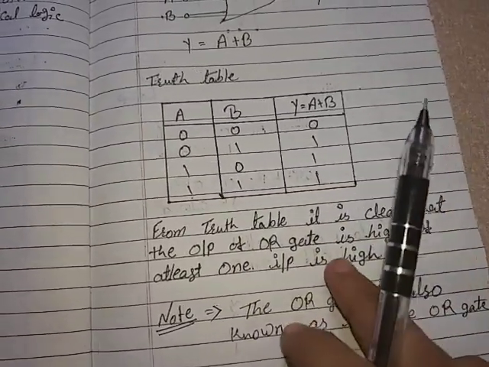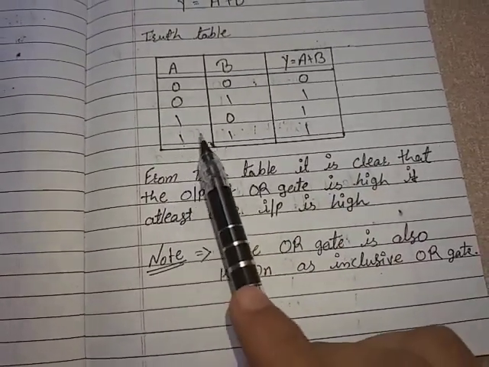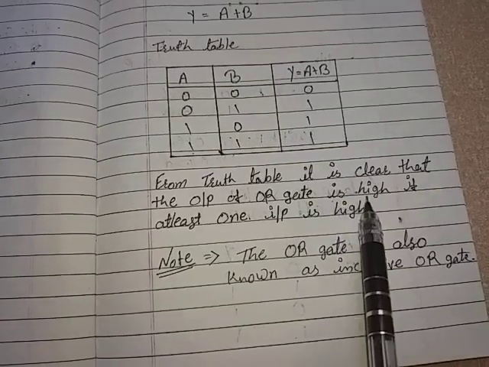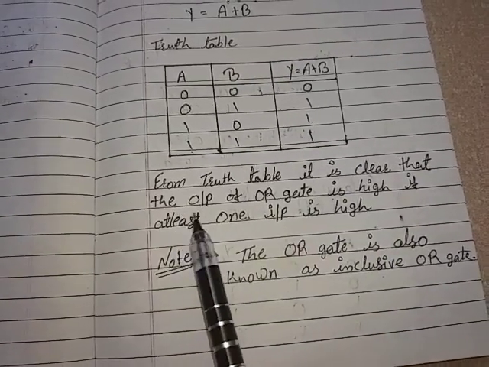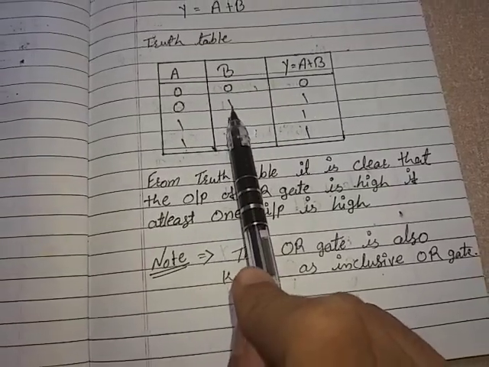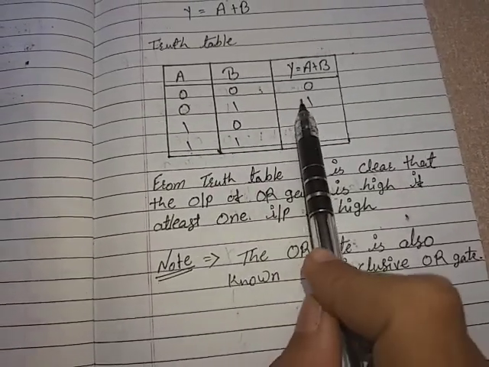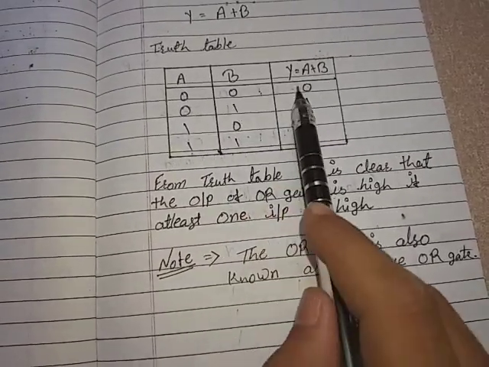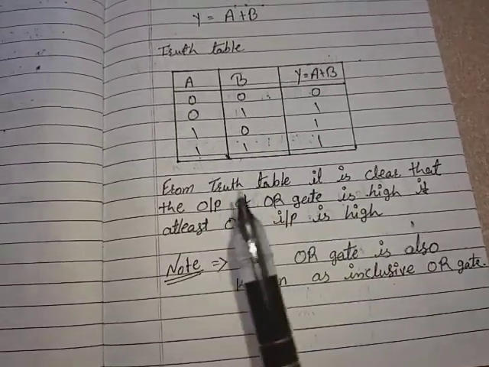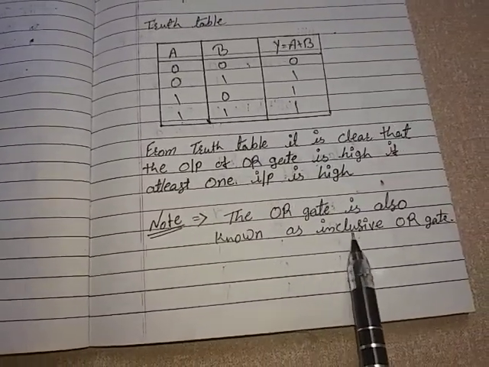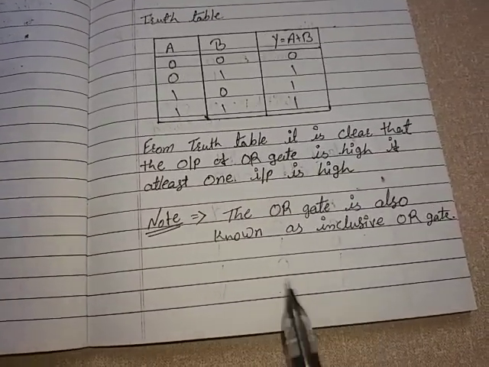So from the truth table it is clear that the output of the OR gate is high if at least one input is high. Here it is: at least one input is high, output is high. If both the inputs are low, output is low. Now, the OR gate is also known as the inclusive OR gate.